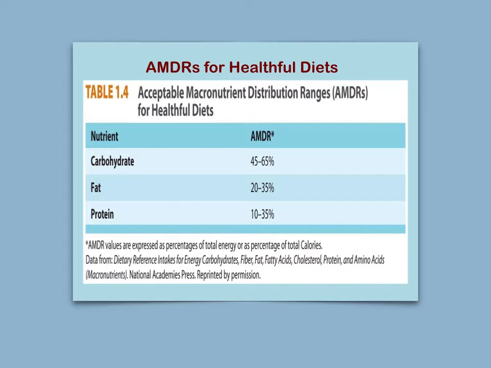The acceptable macronutrient distribution range. About 45 to 65% of your daily diet should include carbohydrate. But it's important to distinguish between complex carbohydrate and simple carbohydrate. The best way to consume carbohydrate would be complex. We will study those in other lectures later. The fat intake should not exceed 20 to 35% of your diet.